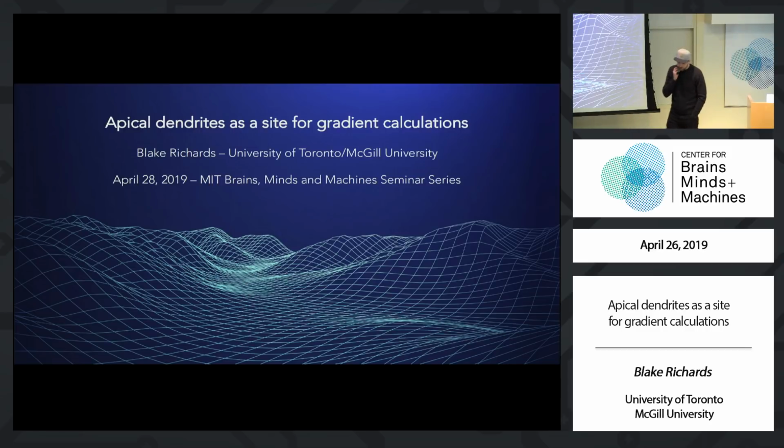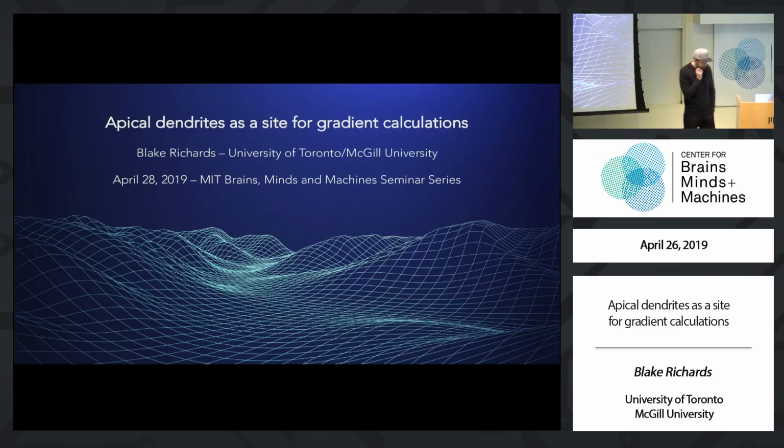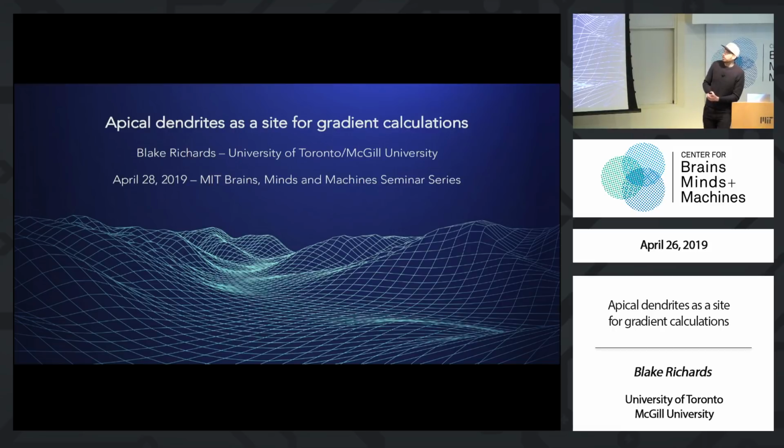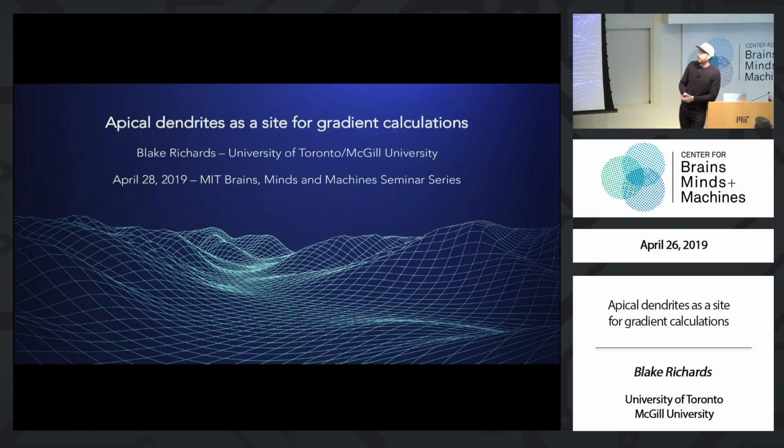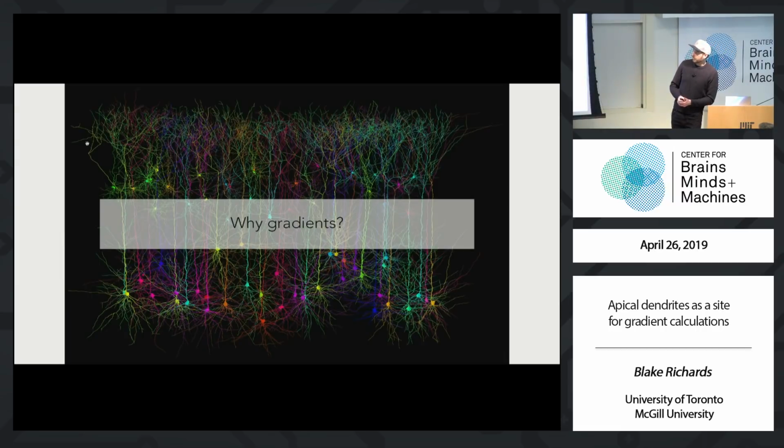So I'm going to tell you a little bit today about some of the modeling work that my group has been doing in collaboration with Richard and Oates to look at how you could potentially use the physiology of apical dendrites to engage in gradient calculations for learning. Now let me unpack this a little bit. Let's start with the question of why gradients.